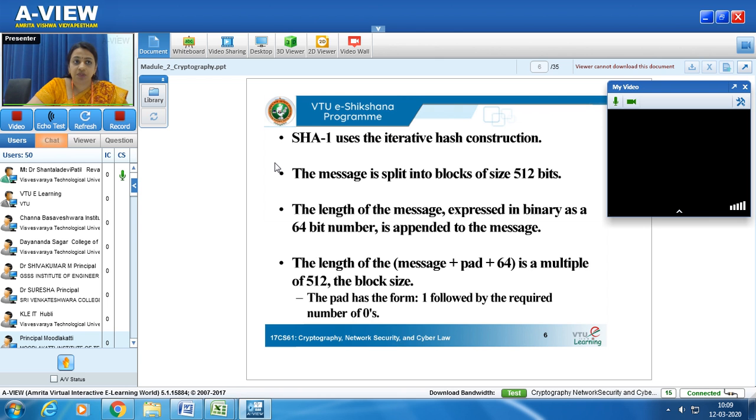The padding starts with 1 followed by any number of zeros required to complete the constraint of a multiple of 512. And along with that we use 64 bits to represent the length of the message, the length of the actual message.